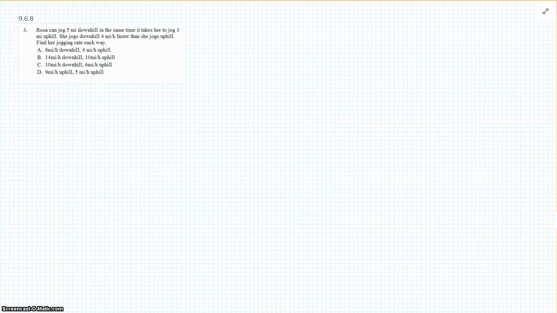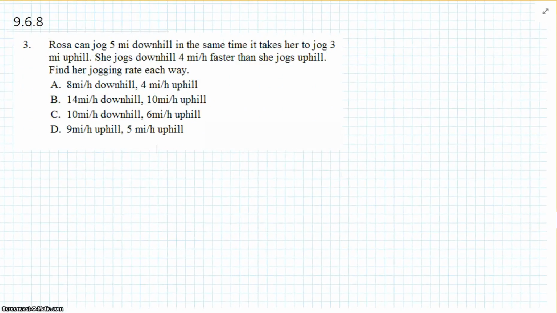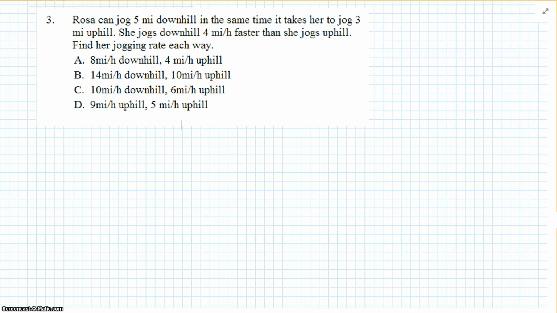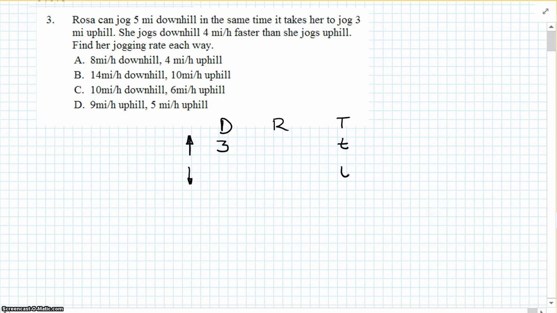Next example. Alright, Rose can jog 5 miles downhill in the same time it takes her to jog 3 miles uphill. So we got an uphill and a downhill. We have a distance, a rate, and a time. Well, uphill, she can jog 3 miles in the same time she can go downhill 5. She can jog downhill 4 miles an hour faster than she does uphill. So the rate downhill is equal to the rate uphill plus 4.